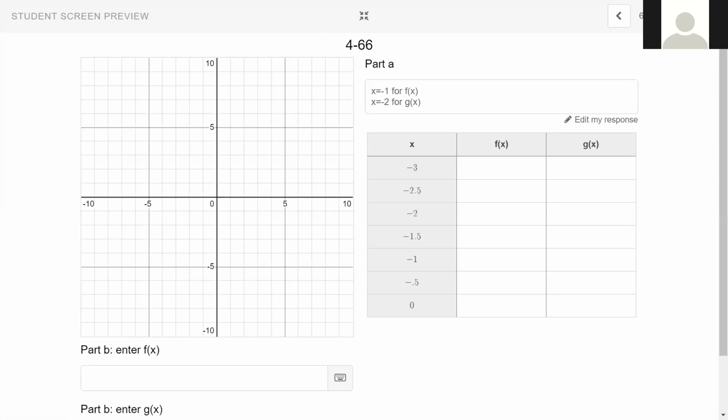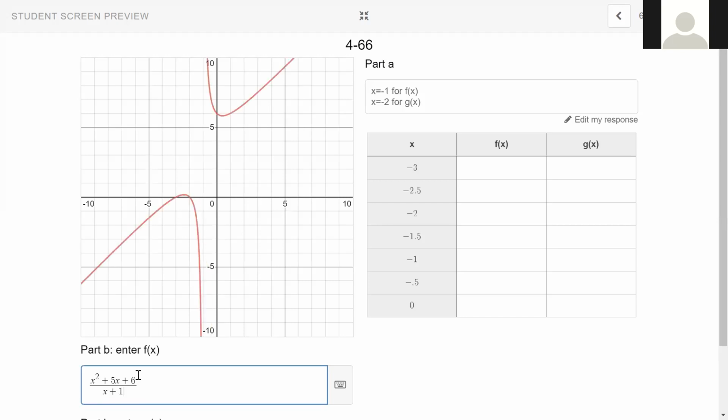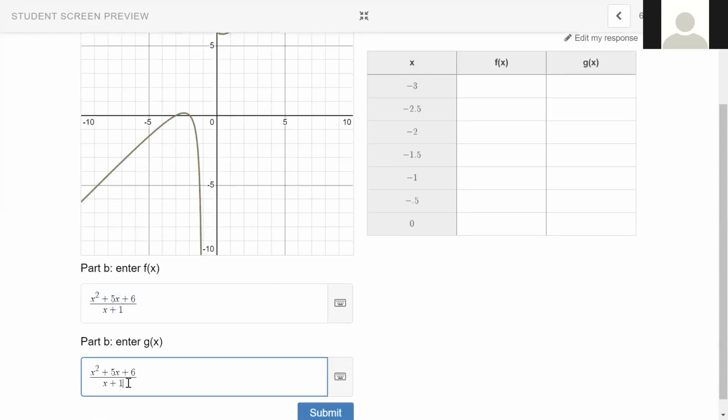All right, so use a graphing calculator to make a table and a graph for each function. How are the undefined values in part A represented in the table and on the graph for each function? So down here we want to enter f of x: x squared plus 5x plus 6 over x plus 1. That looks interesting. I'm going to change the denominator to 2.